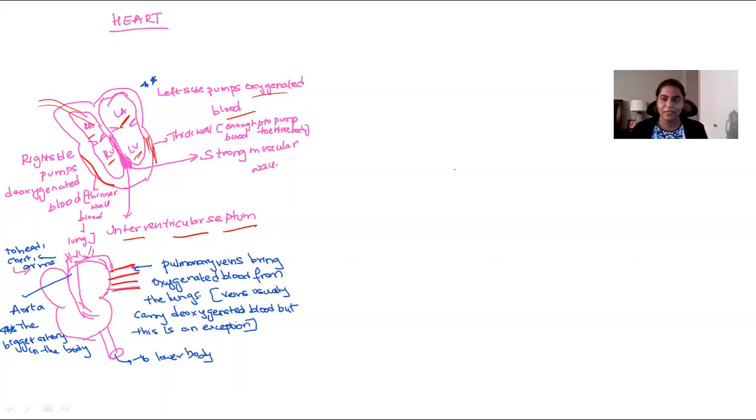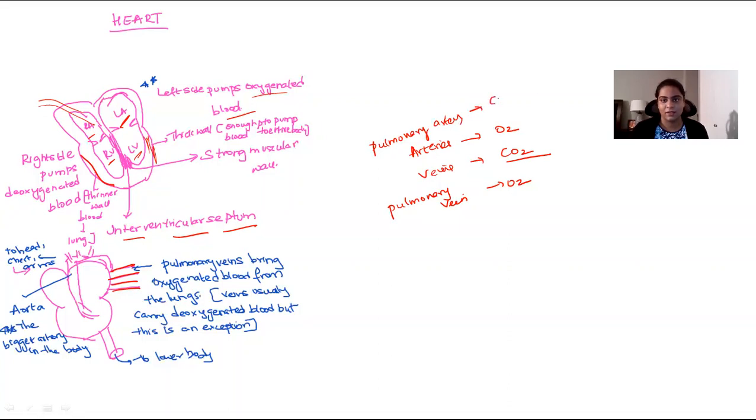Okay, let me tell you something. We have always studied that arteries carry pure blood, that is oxygenated blood, and veins carry impure blood, that is deoxygenated blood. But there is an exception to this, that is pulmonary vein carries oxygenated blood, whereas pulmonary artery carries deoxygenated blood. Okay. So here, pulmonary veins, they bring the oxygenated blood. So the purified blood, oxygenated blood comes from the lungs to the heart.